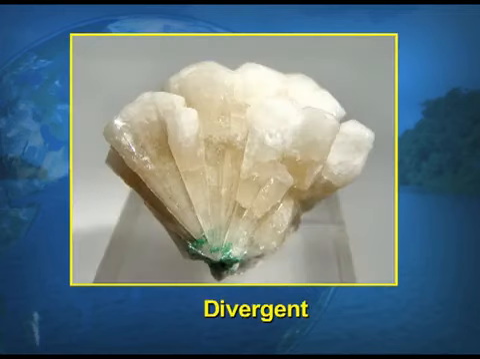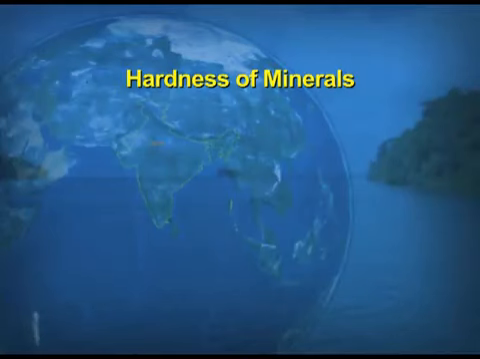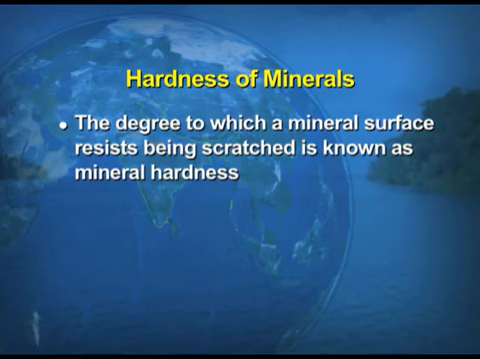And divergent means from the sides, if it comes to the center, that is known as the divergent. Now, the next physical property of the mineral is how hard the mineral is. So, that means the hardness of the mineral is the next property. So, what is the hardness? The hardness to which the mineral surface resists being scratched is known as the mineral's hardness.